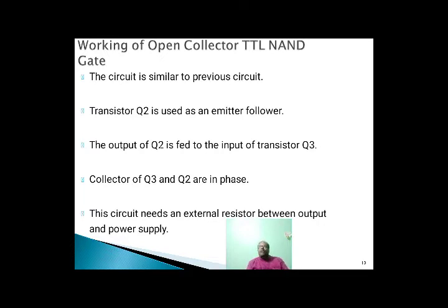Once again repeating, the circuit is similar to the previous circuit. Transistor Q2 is used as an emitter follower. The output of Q2 is fed to the input of Q3 transistor. Collectors of Q3 and Q2 are in phase. This circuit needs an external resistor between output and the power supply. It is nothing but the external pull-up resistor R.